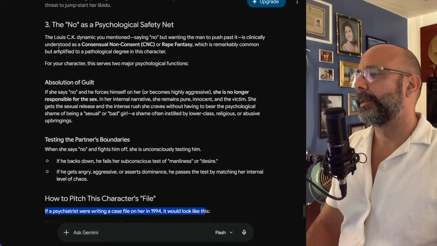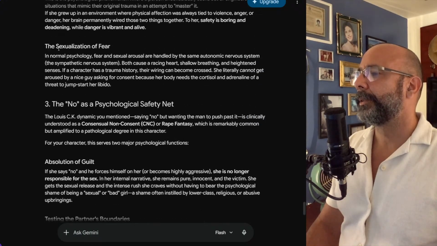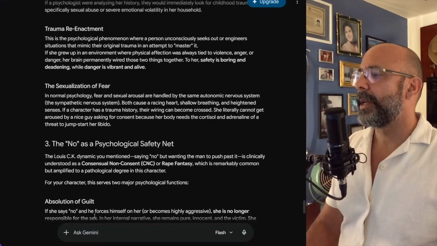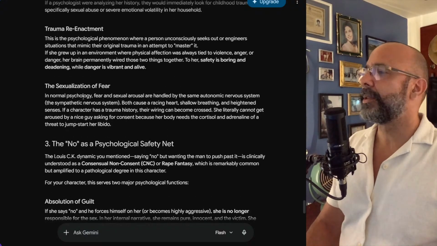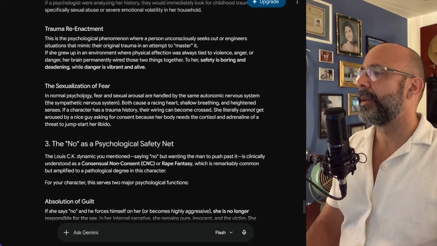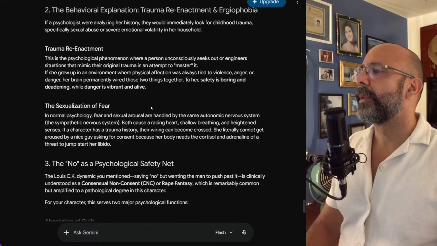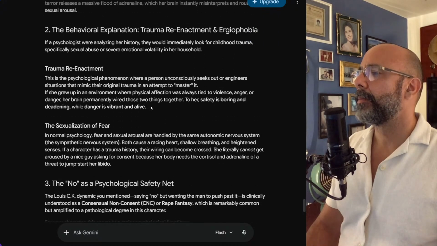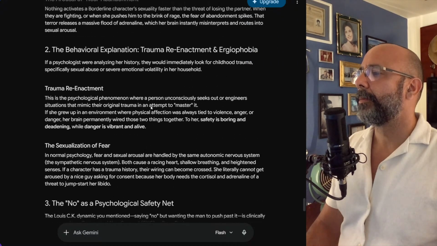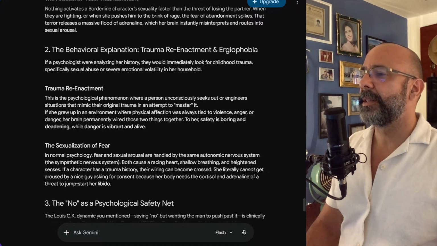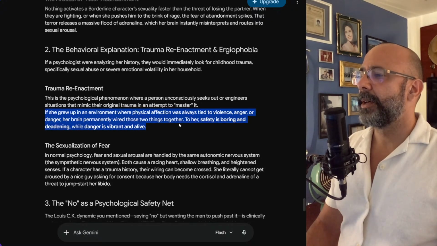Not that, not the desire, not the psycho. Oh yeah, consensual non-consent. That's kind of an interesting concept. But there was something else here. If she grew up in an environment where physical affection was always tied to violence, anger, or danger, her brain permanently wired those two things together.